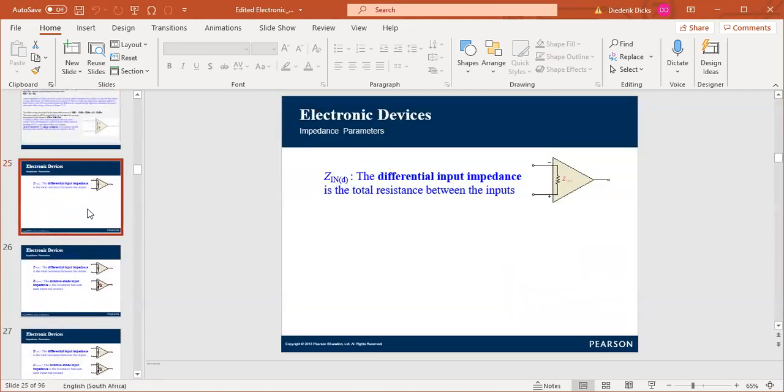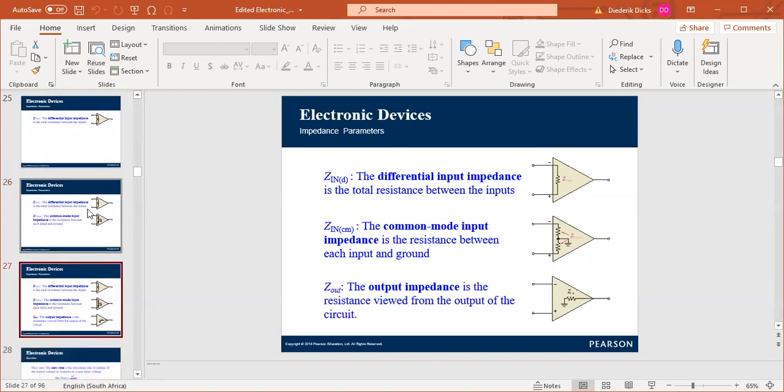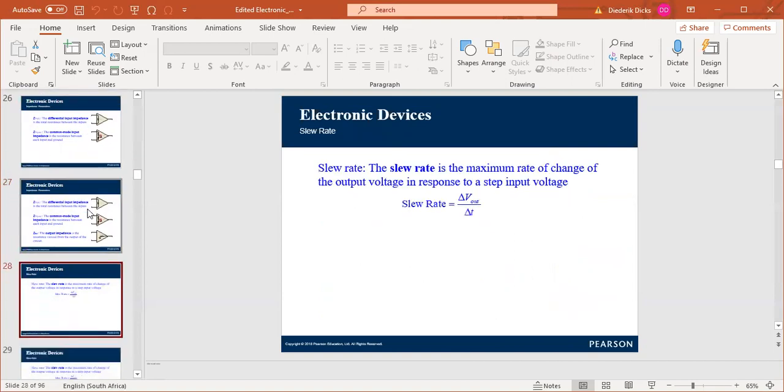The differential input impedance is the total resistance between the two inputs. The common mode input impedance is the resistance between each input and ground. And the output impedance is the resistance viewed from the output of a circuit.